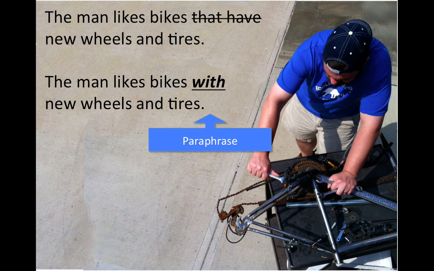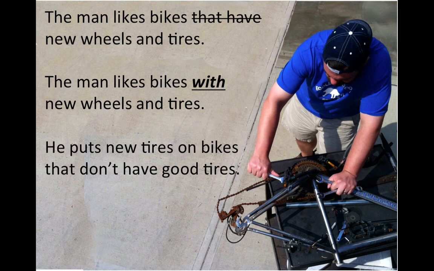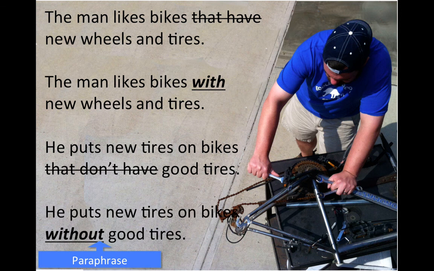You're paraphrasing it. You're saying the same thing with different words. Another example, he puts new tires on bikes that don't have good tires. Here, again, we have that is the relative pronoun, and we have the verb have, but it's negative. It's made negative with don't. In this case, again, we can paraphrase the same idea by using the word without. He puts new tires on bikes without good tires. Not really a reduction, but a useful paraphrase.